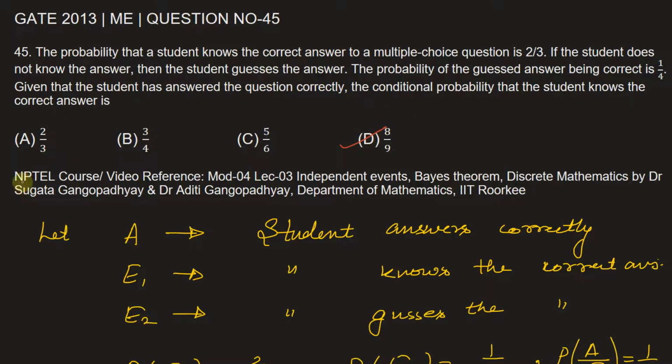For more information on conditional probability and Bayes theorem, you can refer to the NPTEL course lecture number 3, Independent Events, Bayes theorem on Discrete Mathematics by Dr. Sujata Gangopadhyay and Dr. Aditi Gangopadhyay of the Department of Mathematics at IIT Roorkee. You won't be finding conditional probability here. You can watch the consecutive lectures for that.